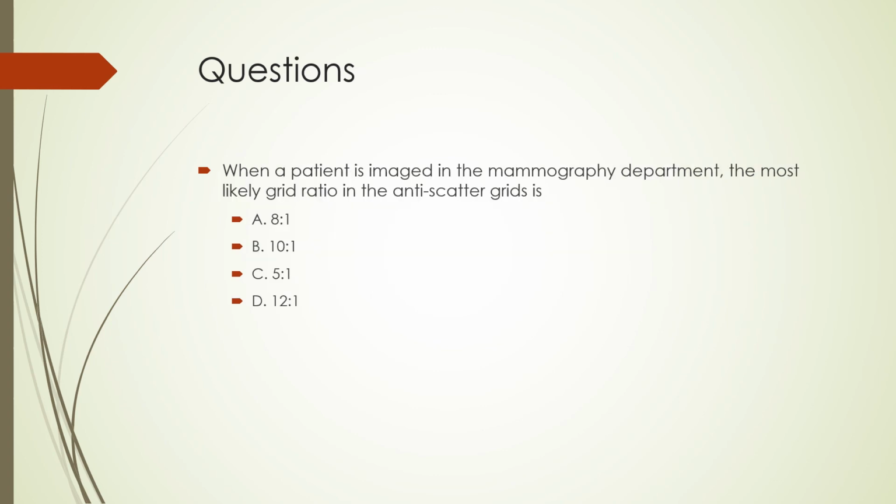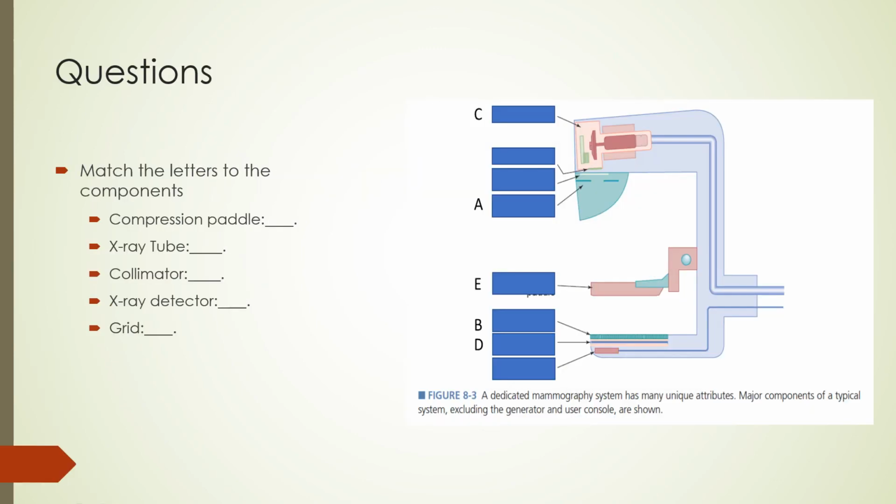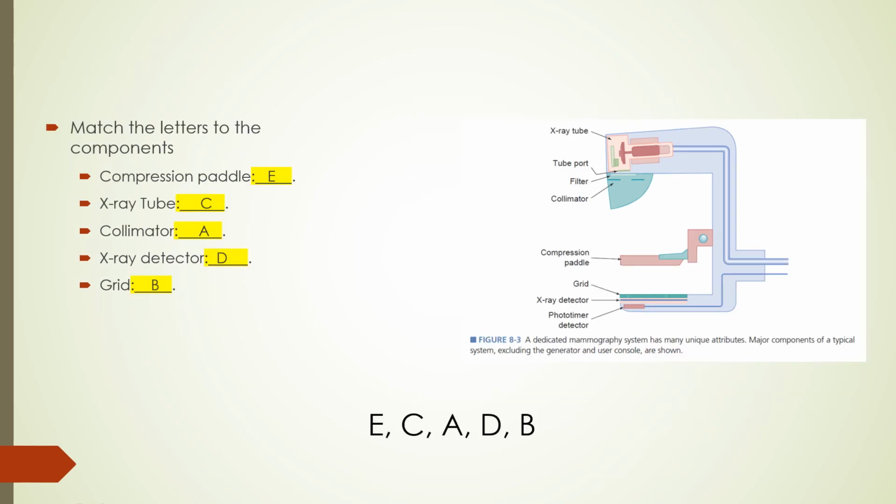Next question. When a patient is imaged in the mammography department, the most likely grid ratio in the anti-scatter grid is first choice 8:1, second choice 10:1, third choice 5:1, fourth choice 12:1. The correct choice is third choice 5:1. Next question. Match the letters to the components shown on this image. Components are compression paddle, X-ray tube, collimator, X-ray detector, grid. The correct component matches are E, C, A, D, B.